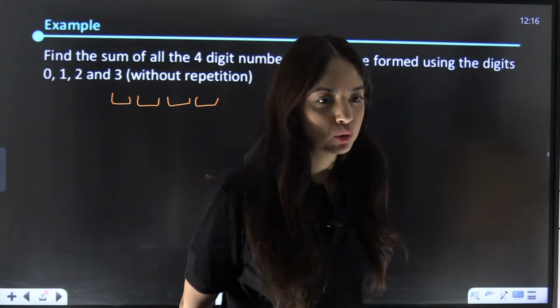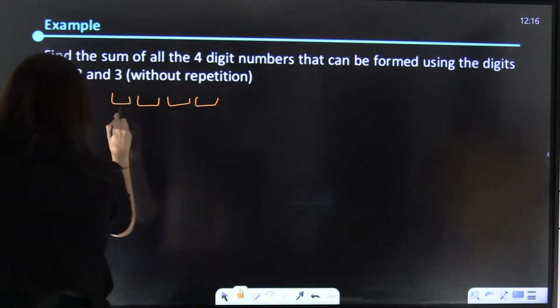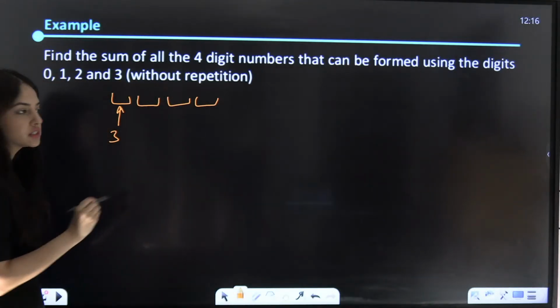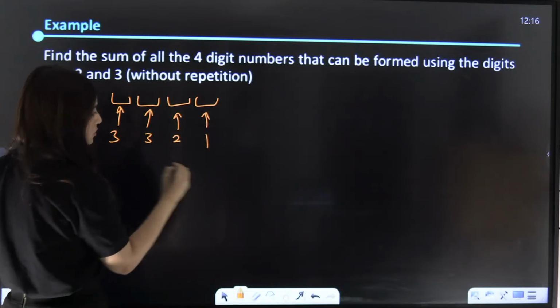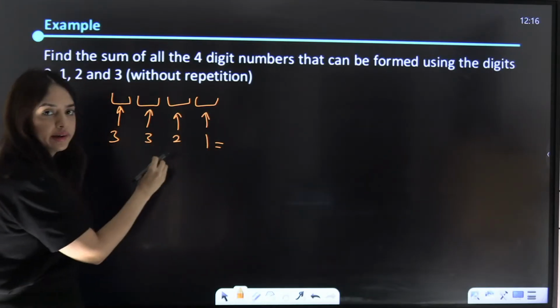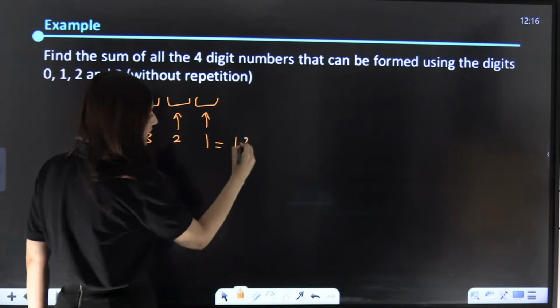Three into 3 into 2 into 1. Thank you. So we have 3 options for this, 3 options for this, 2 options for this, 1 option for this. So this is 3 into 3 into 2 into 1, 18.